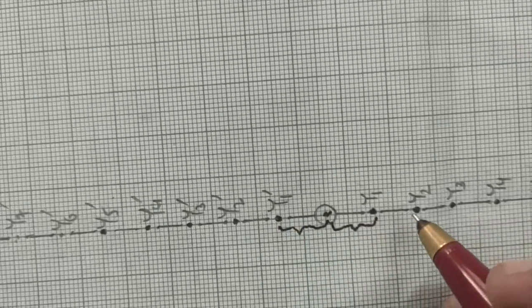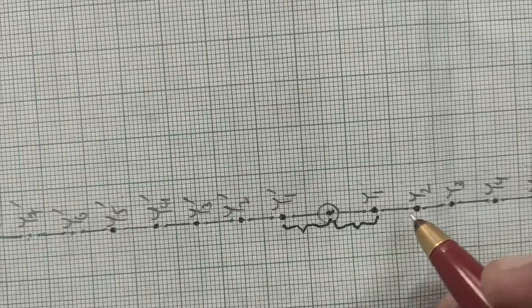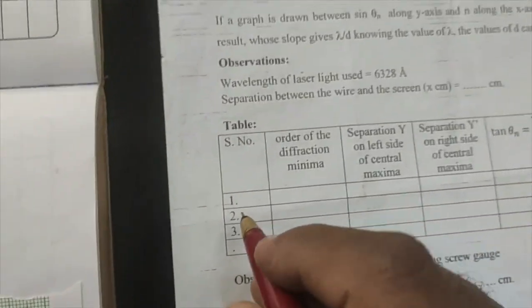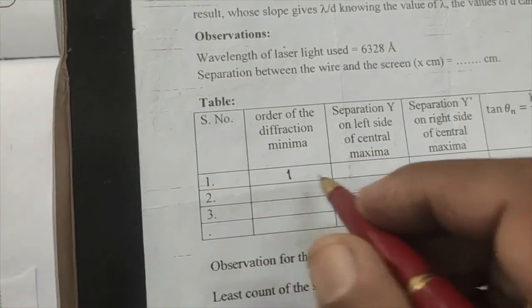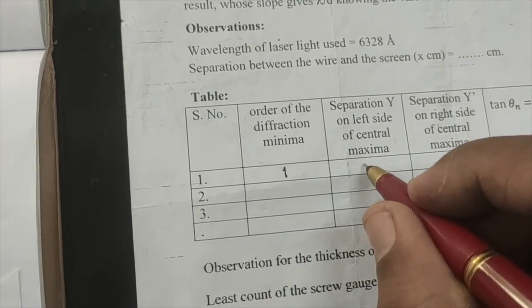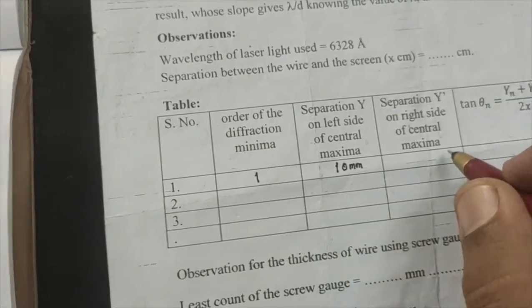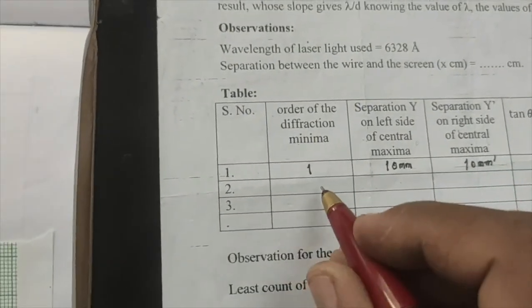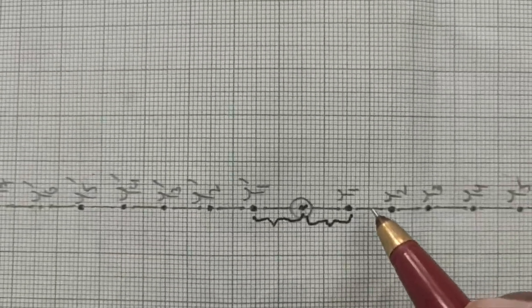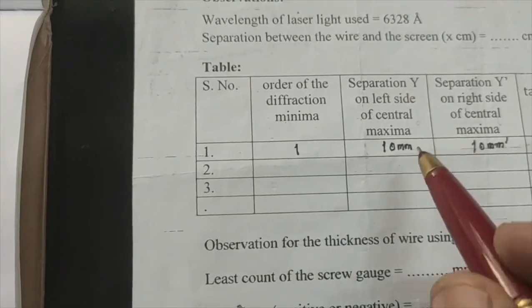Similarly y1 prime and y2, you can see that this is something like 19 millimeter or 1.9 centimeter. So I can write the main scale reading. You can see in the observation, the order of the diffraction n1 is 1 because this is y1. So on the right side I can write 1 centimeter or 10 millimeter, whichever you choose, and similarly on the left side this is 10 millimeter. Similarly for n2, this is y2, from here to here, and here to here is y2 prime.